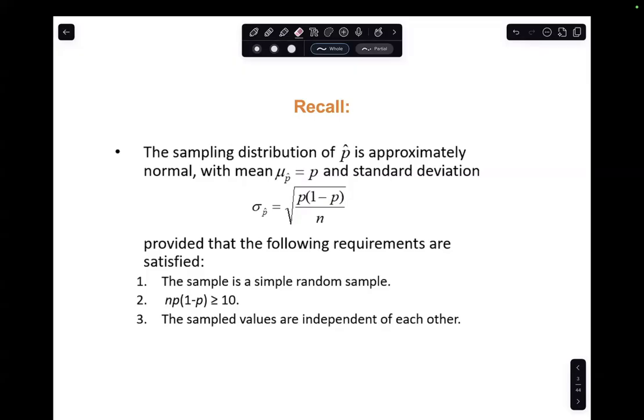Remember that our sample needs to be a simple random sample, and that np times 1 minus p needs to be greater than or equal to 10. That shows us that we are normally distributed. Our samples also need to be independent of each other, which means that our sample size needs to be less than 5% of the population. So these are the things that we need to check. And on the test, you're going to have to show all of the steps for a hypothesis test, and I'm going to walk you through what that's going to look like.